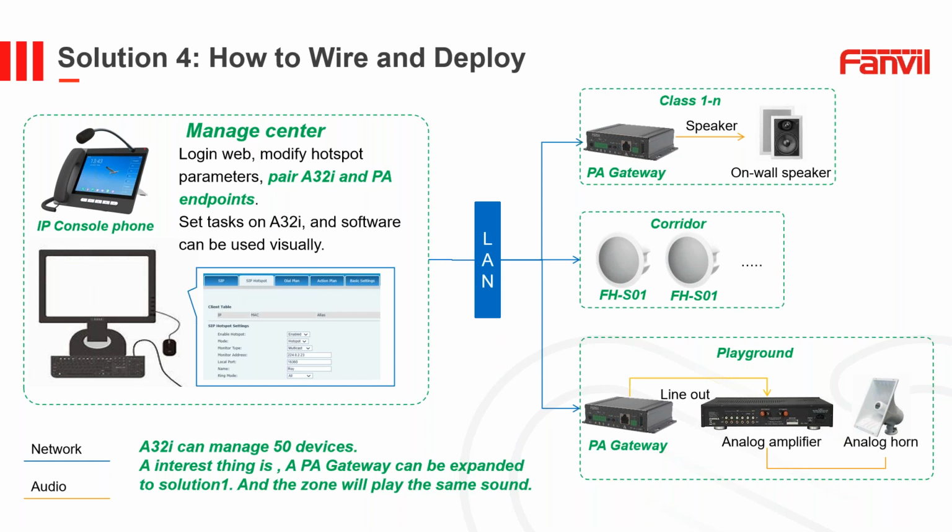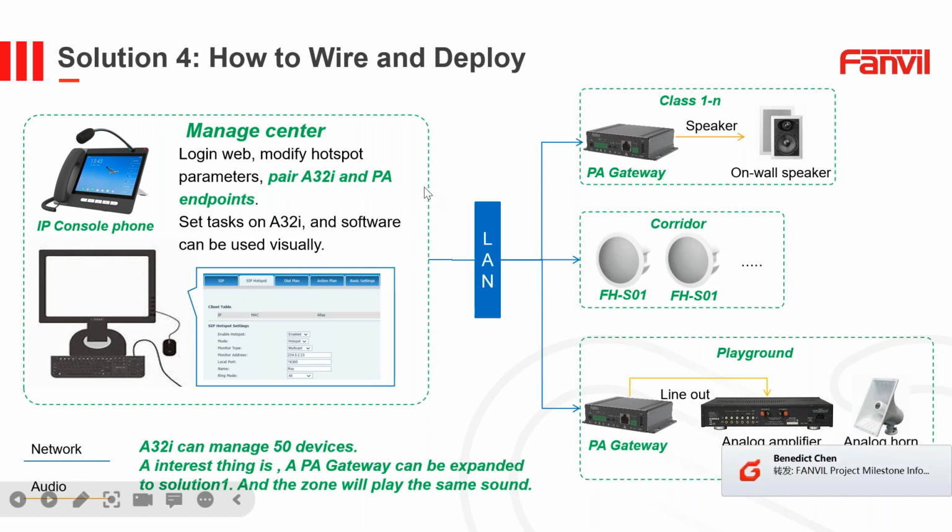So this page is the solution diagram. First, you need to make sure your computer, the IP phone, and the public address gateway or speaker are in a LAN, and then you get their IP address and log in to the web. You modify the hotspot parameter. The important thing is you need to pair A32I and the PA endpoint. And then you can set a task on A32I, and the software can be used visually.